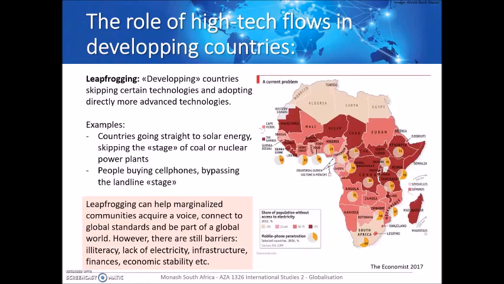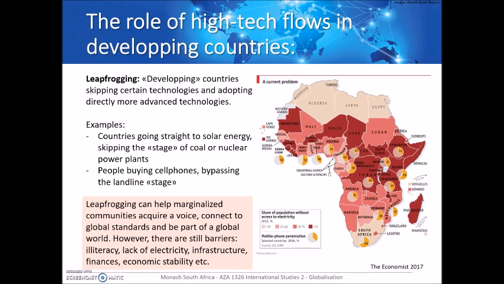So just as an example here, this is a map from The Economist 2017, so it's very recent. It's a map of the current access to electricity on the African continent. As you can see, the countries that are dark red have more than 75% of the population that does not have regular access to electricity. So as you can see, it's quite a lot.